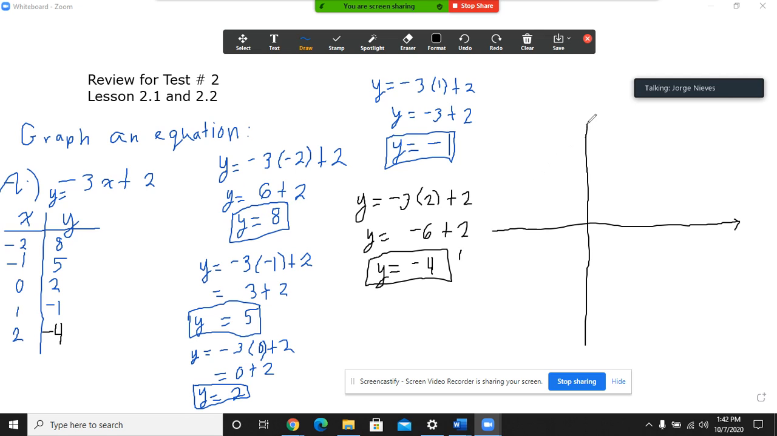¿Entendimos eso? So you need to have graph paper. Eso es bien económico, ¿verdad? No tiene que comprar 500, con unos cuantos, ¿verdad? Vale $1, $2, maybe. Maybe you have it, I don't know.